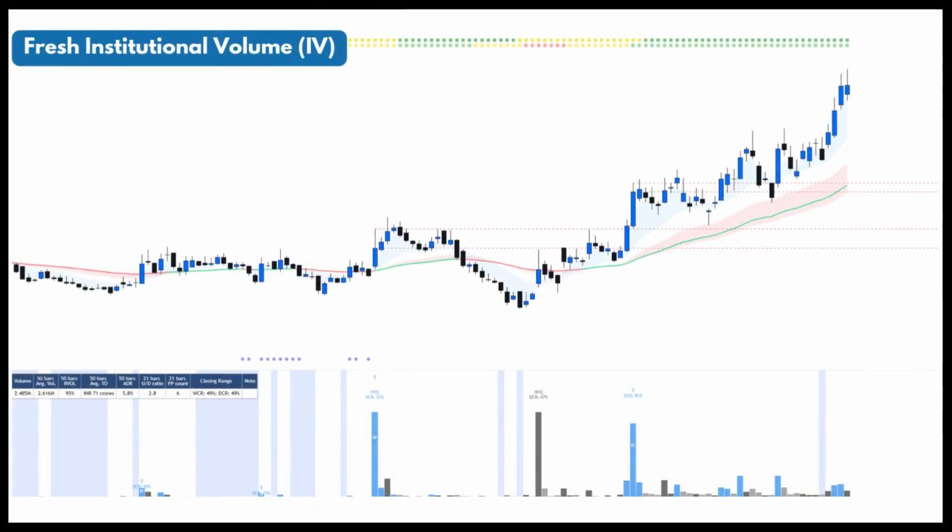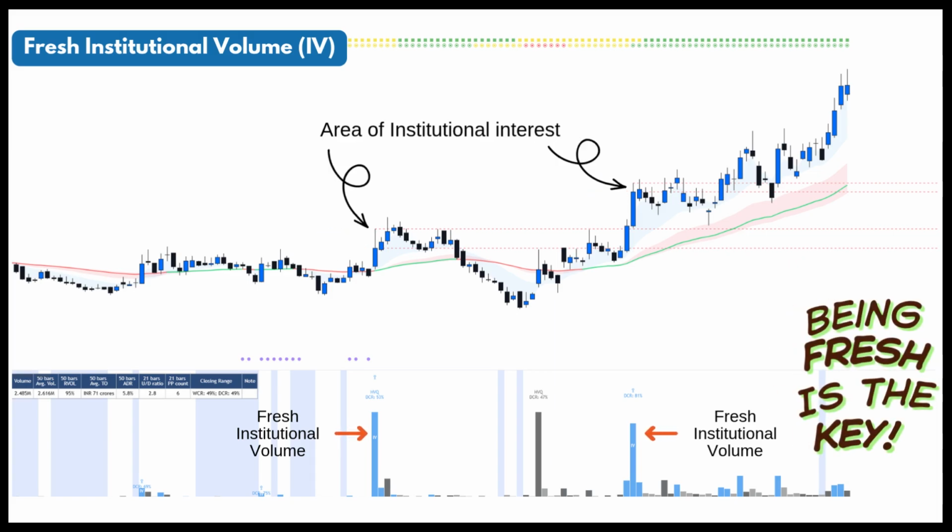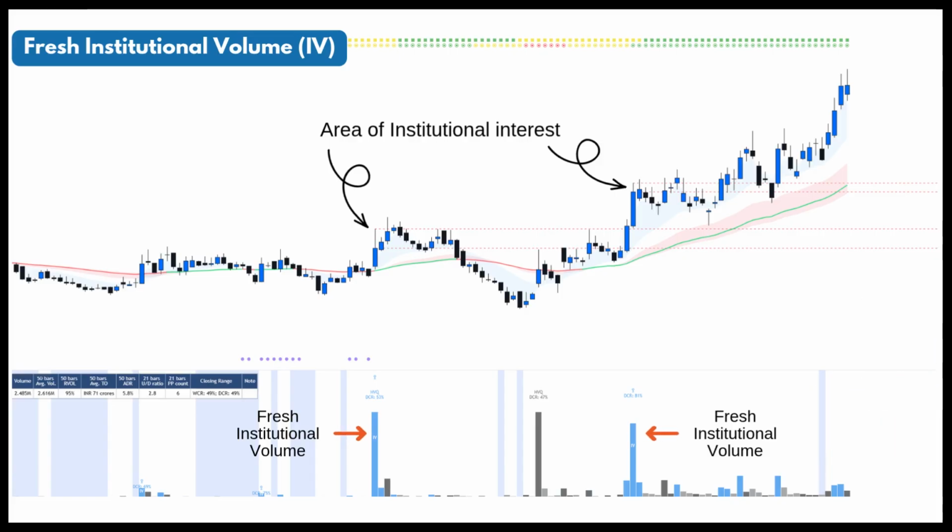Now let's talk about fresh institutional volume or IV. When strong buying comes in after a pause, the indicator marks it with horizontal lines. It can be a fresh bull's knot, a fresh pocket pivot volume candle, or whatever way you define an institutional volume, but it must be fresh. The horizontal lines at the high and close of the IV bar marks areas of institutional interest.